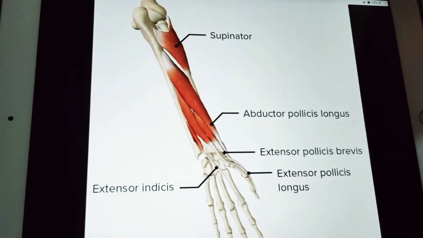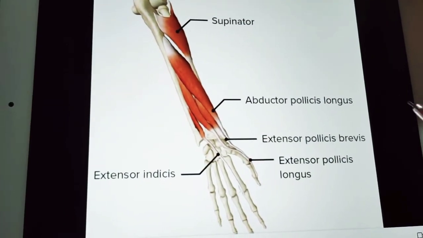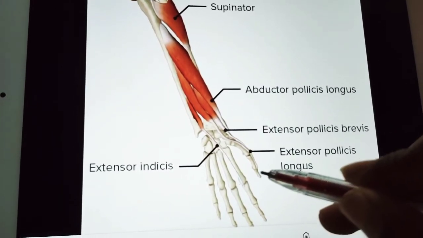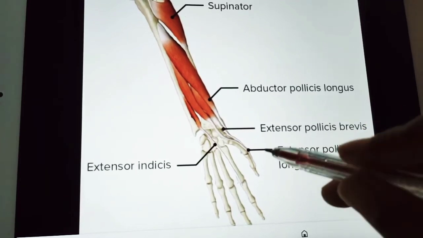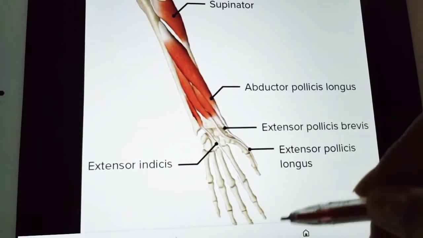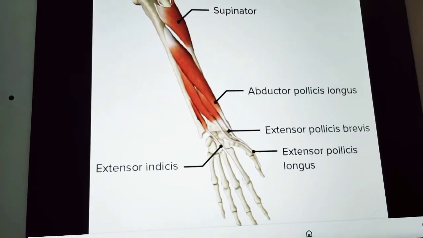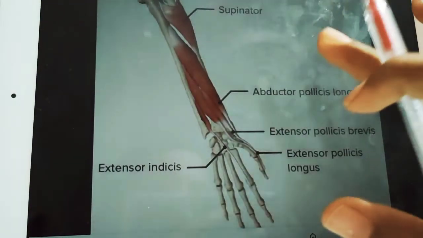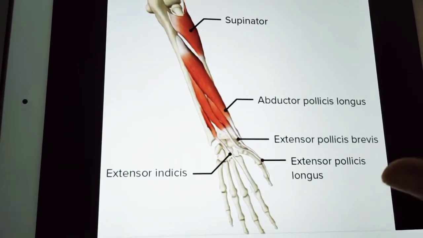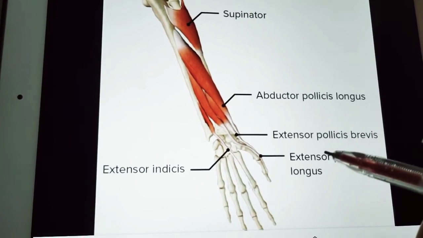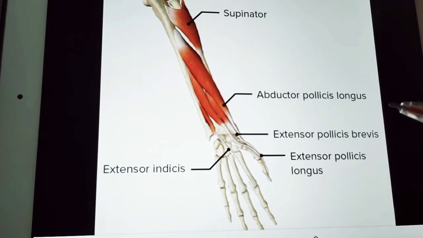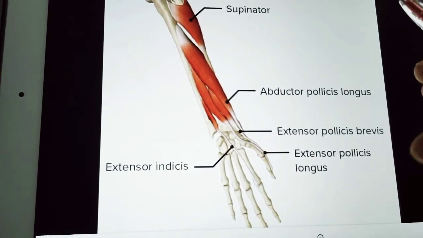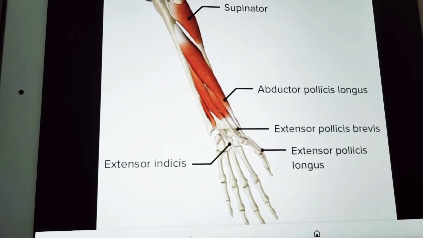So first supinator. Why supinator? Because you need to supinate your hand from posterior side to anterior side. Next you can remember extensor pollicis longus, next extensor pollicis brevis, next abductor pollicis longus. Coming to this side, remember extensor indicis, which goes to your index finger. So in the posterior compartment deep muscles, first supinator, next extensor pollicis longus, extensor pollicis brevis, abductor pollicis longus, and extensor indicis. Mainly remember the thumb and the index finger. That's it. Then you will remember all the muscles.